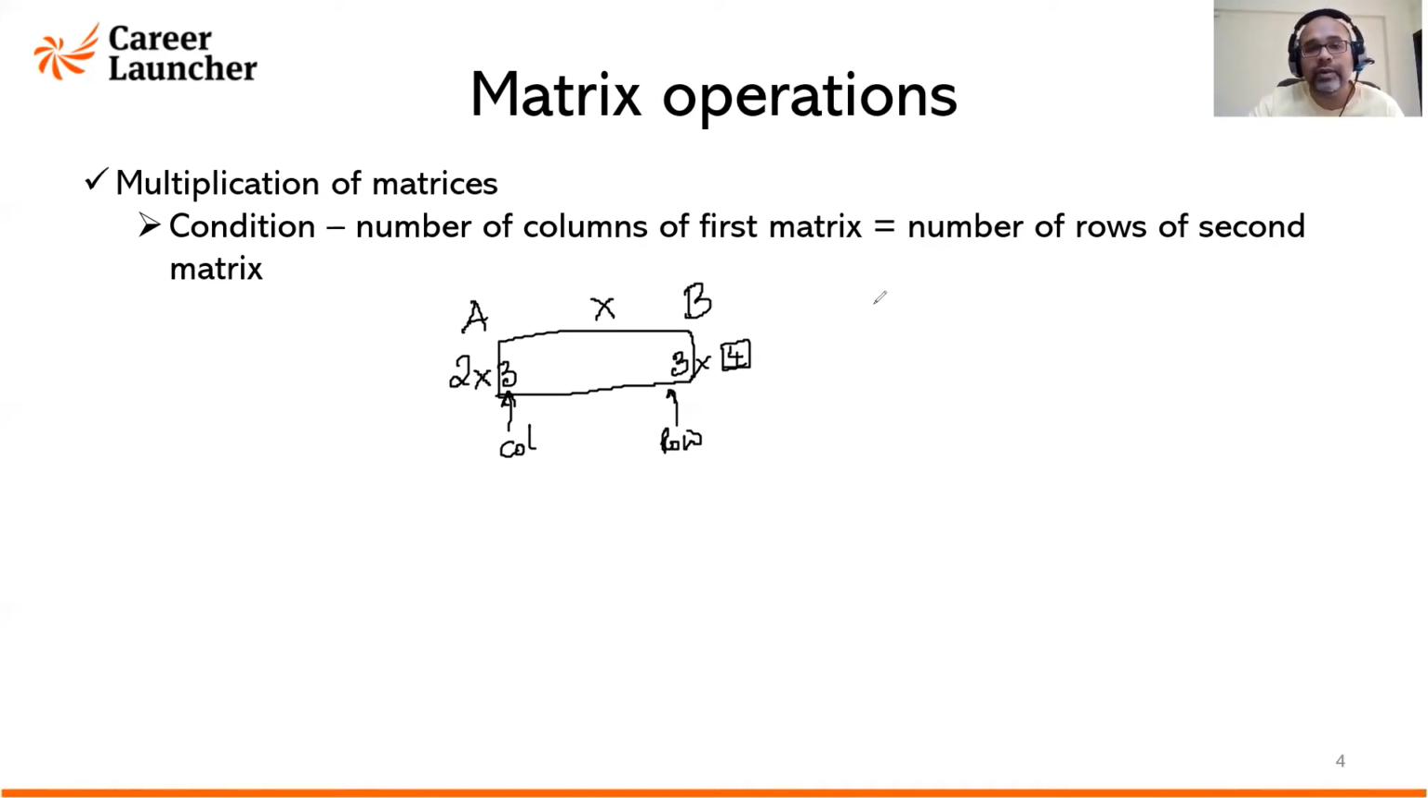So I can have a 2 by 3 matrix, which I'll show as an example. Another example, just in terms of dimensions. If I write A into B, I can have a 1 by 3 matrix multiplied by a 3 by 2 matrix.